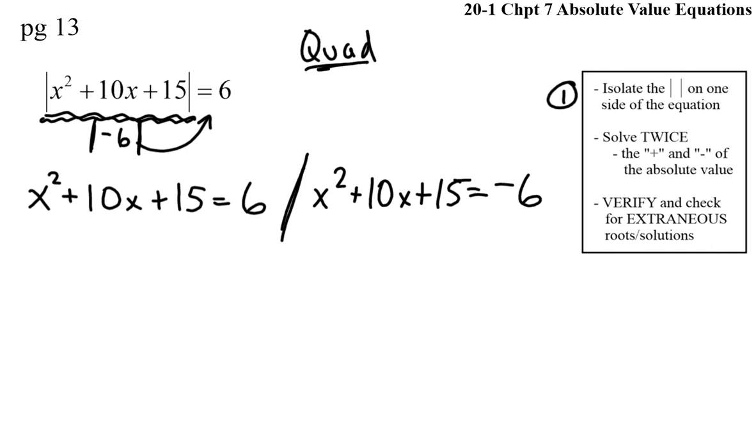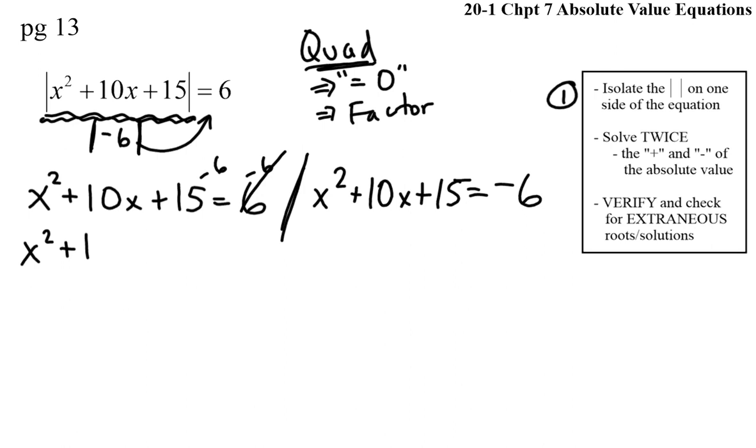Oh, I know it was a long time ago. To solve a quadratic, everything goes to one side, so we have equals 0. And then we can factor. That's how we solve quadratics. So we're going to subtract 6. We're left with x squared plus 10x plus 9 equals 0. And we factor.